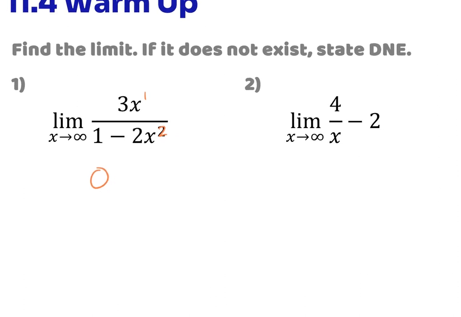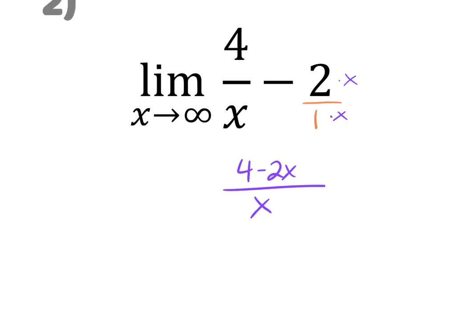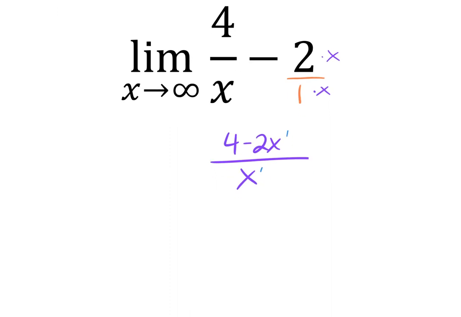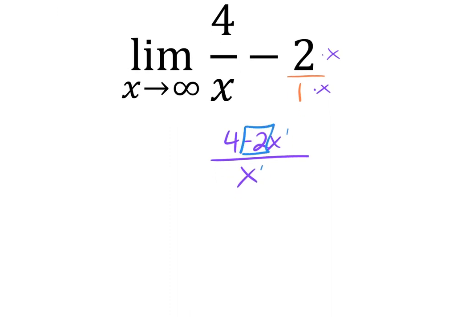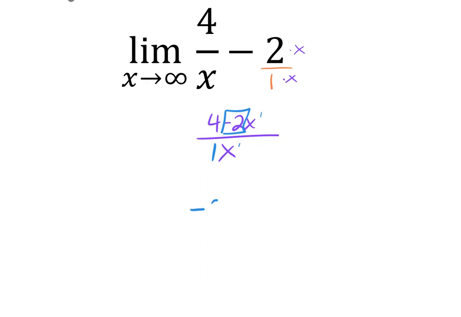Number 2, we have to first condense this down to one fraction. So I would make that 2 over 1, give it a like denominator by multiplying by x, and I get 4 minus 2x over x. And the exponent in the top is the same as the bottom. So we do the leading coefficient, which would be negative 2 over, there's a positive 1 on the front of that x to the first. So negative 2 should have been the limit for 2.